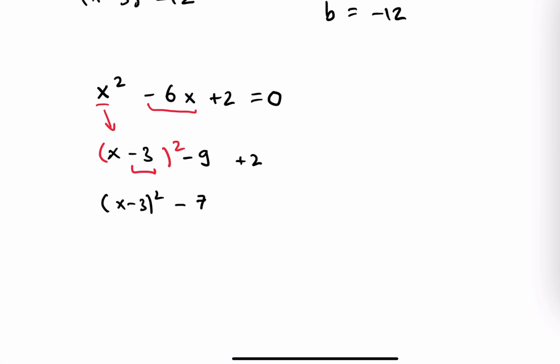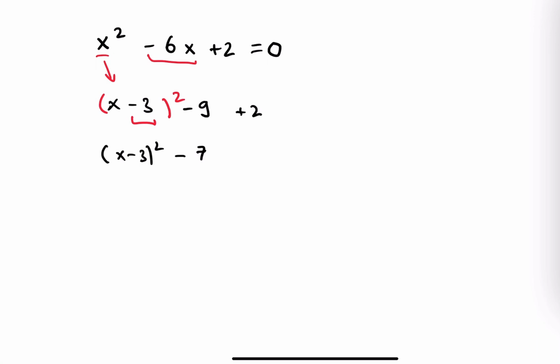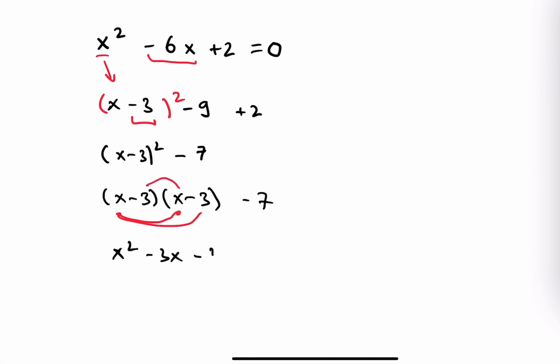For this one, let's quickly check that this works. Let's expand this and see if we get the original equation. This is the same as (x minus 3)(x minus 3) minus 7. We do x times x, which gives us x squared. Then x times minus 3, which gives us minus 3x. Then minus 3 times x, which is minus 3x. And finally minus 3 times minus 3 becomes positive 9. And then we have the original minus 7.